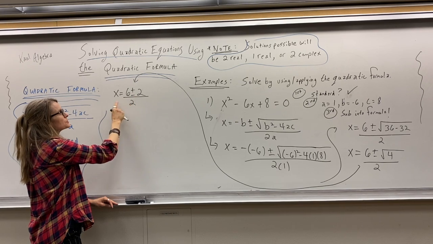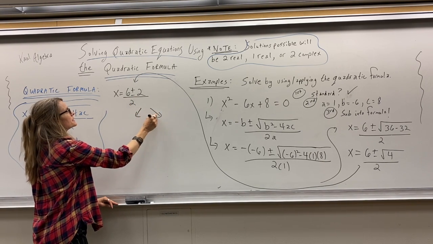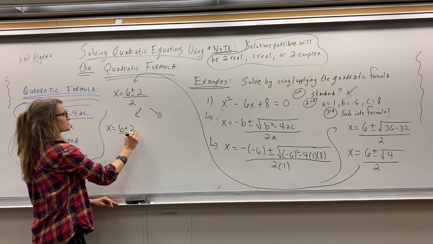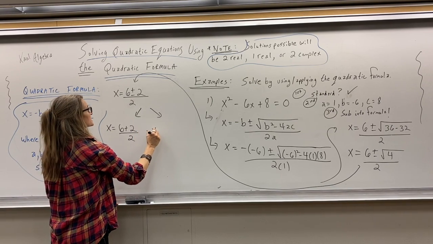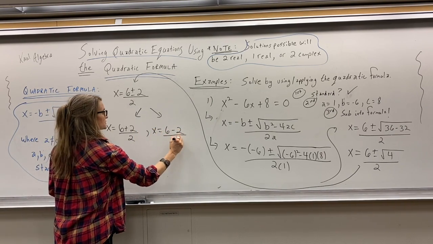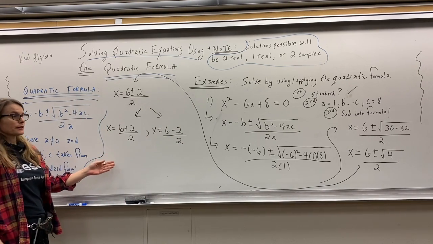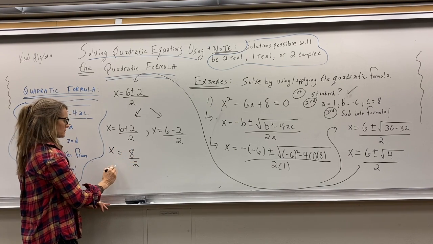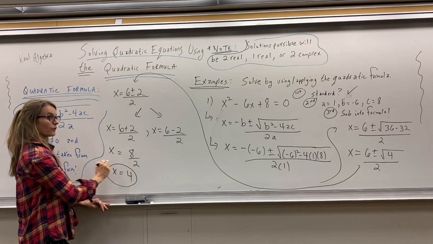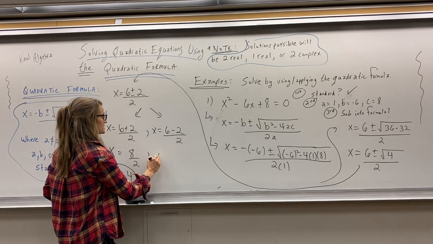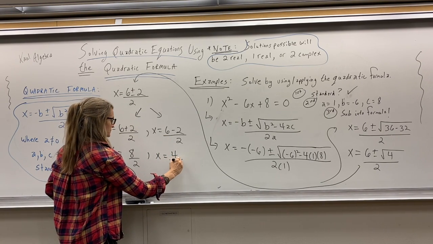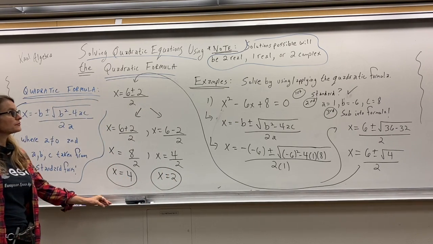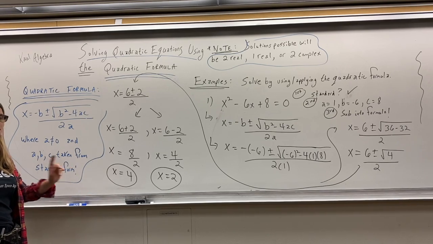Okay, and then I can write this. This means 2 different solutions. So one of my solutions will be x equals 6 plus 2 over 2, and my other solution will be x equals 6 minus 2 over 2. And it looks like I could reduce that further. I could go ahead and find the solution here to be 8 over 2. So one of my solutions is x equals 4, and my other solution is x equals 4 over 2, which is x equals 2. So I have my 2 solutions found using the quadratic formula.